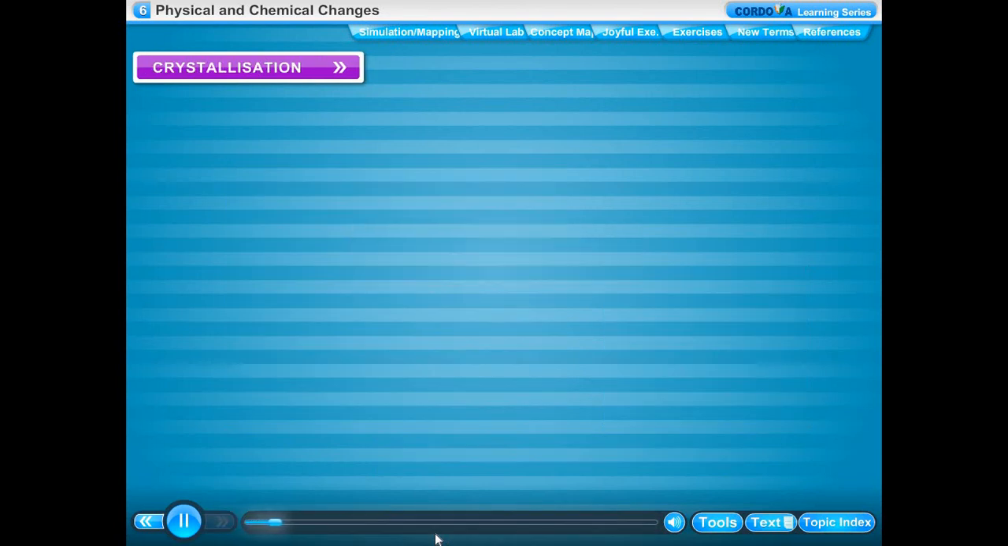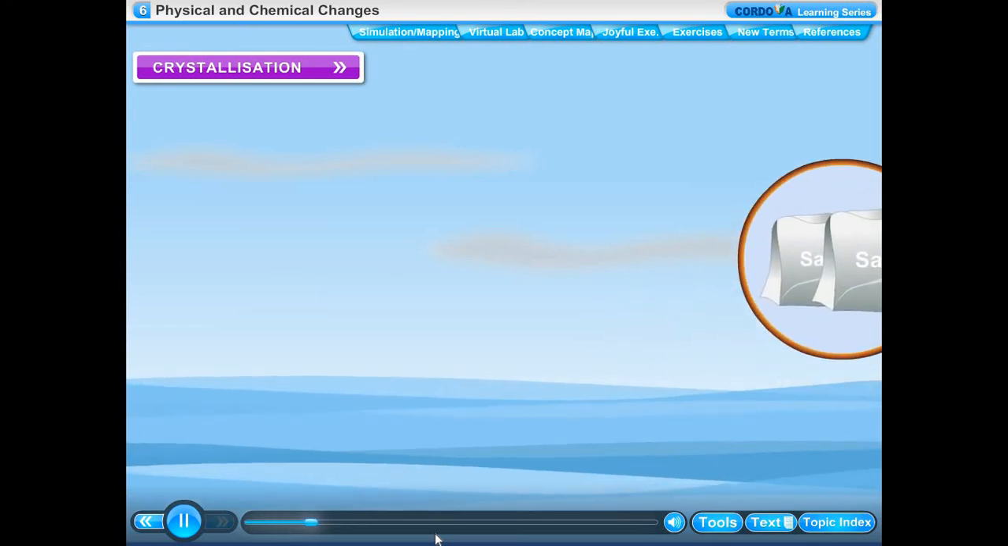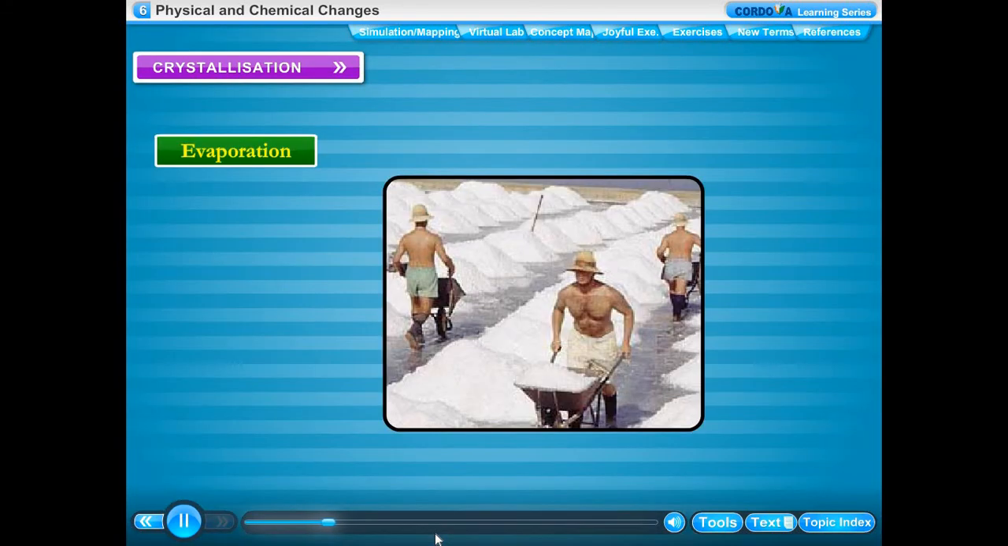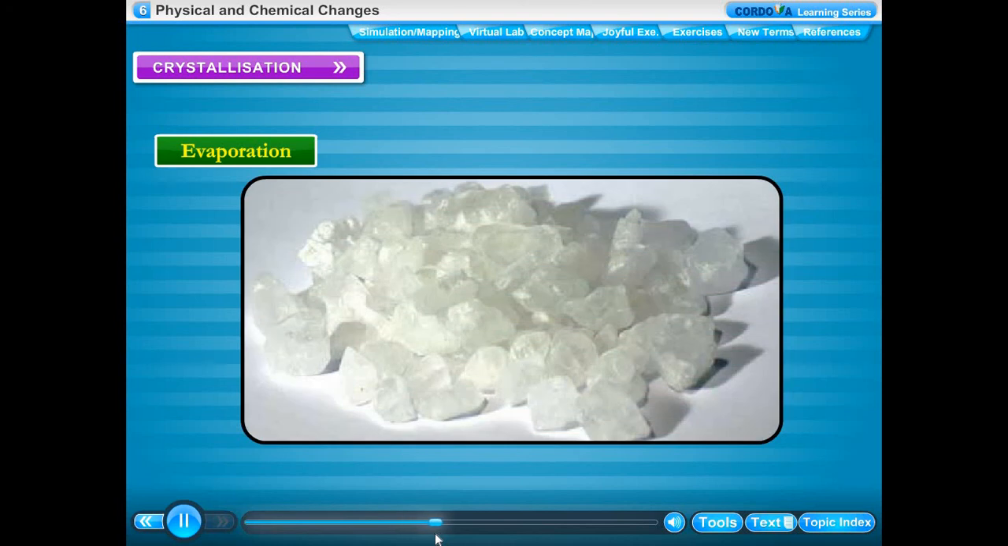Crystallization. Seawater contains salts dissolved in it, which make it salty. Salt can be obtained by the evaporation of seawater. This technique of separation is not good because the salt obtained in this manner is not pure and its crystals are small. Also, the shape of the crystals cannot be seen clearly.